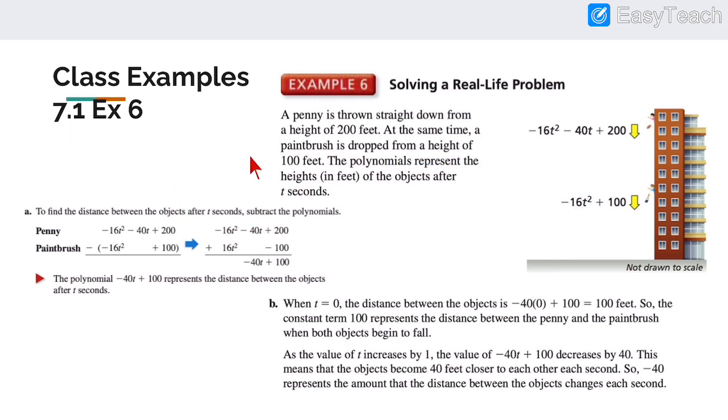There's a quick word problem here. This gives you two different rates. The first thing they ask you to do is find the difference between them, so you are just subtracting these. When you subtract these, you're left with negative 40t plus 100. Then it says figure out what that means. Well, initially, if you plug in 0, there's a difference of 100 here. But then every time t increases by 1, because t is times negative 40, we're going to get closer by a rate of 40 feet each second.